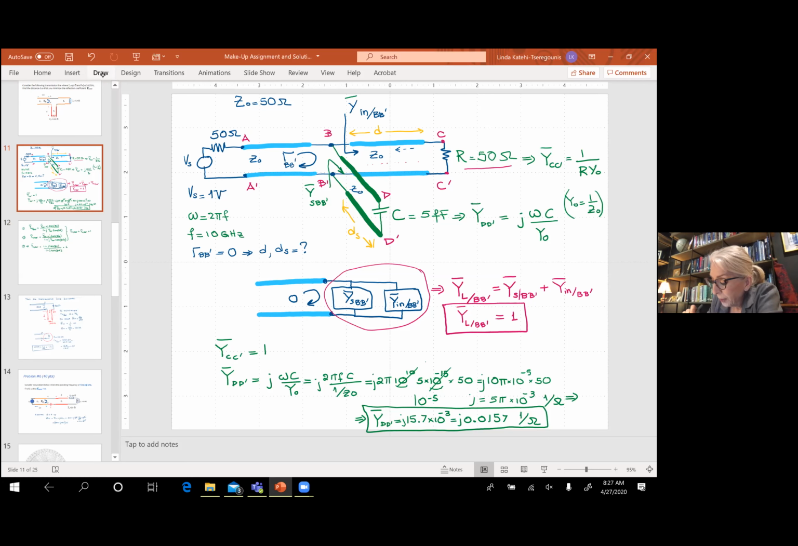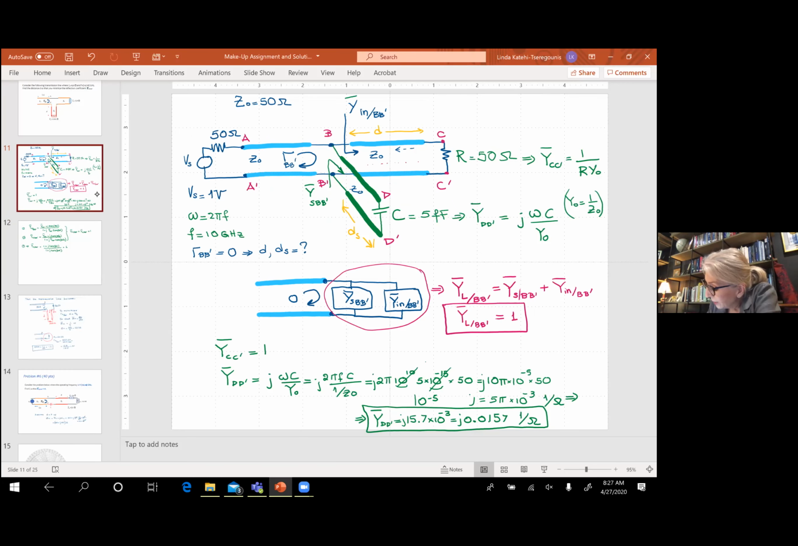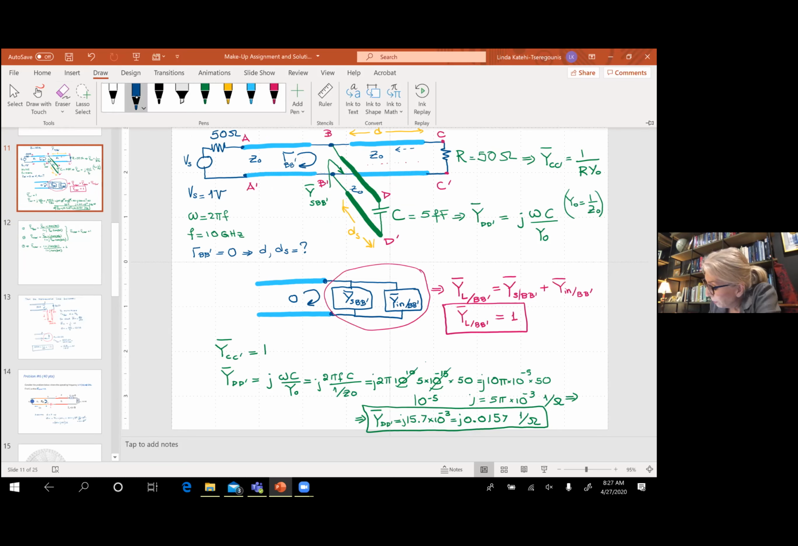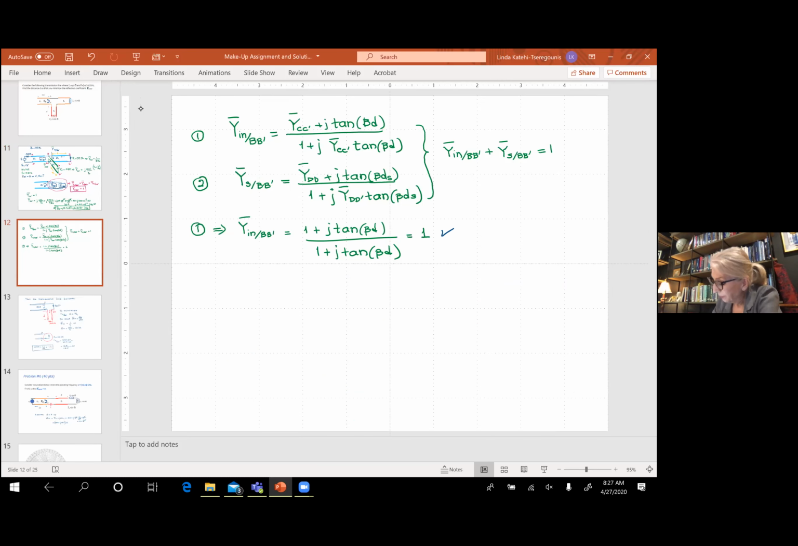So from here, we come here and we find that the input impedance at BB prime, and the input admittance there, normalized, are 1, which means that as we look at this line towards the resistor, we see always a matched line. We don't see any reflections, in other words. So we found that here.